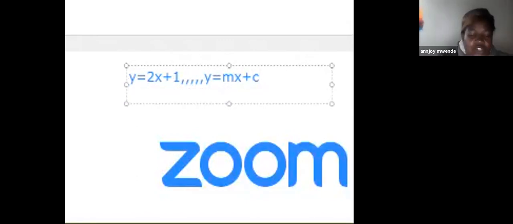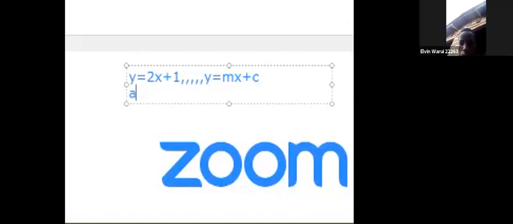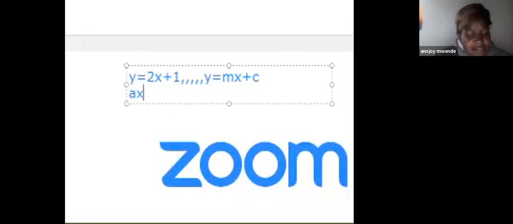Now, when you have that equation, y is equal to 2x plus 1, this equation is in the form y is equal to mx plus c. You can be asked to write the equation in the form ax plus by plus c is equal to c.